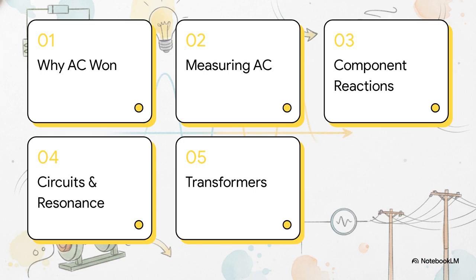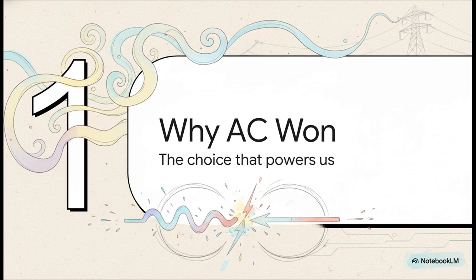First, we'll dive into the historic current wars to see exactly why AC won. Then, we'll figure out how you even measure a current that's always changing. After that, we'll meet the three main personalities of any AC circuit, see what happens when they team up, and finally, we'll get to the grand finale, the transformer, the device that really makes our power grid possible. All right, let's start at the beginning, with a huge decision made over 100 years ago that basically shaped our world. It all came down to a big fight between two different types of current.